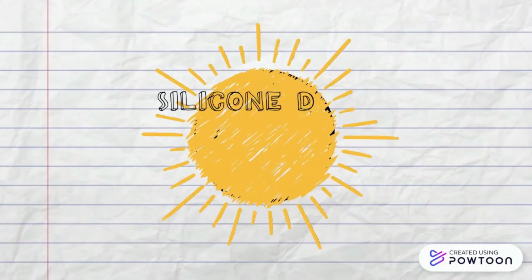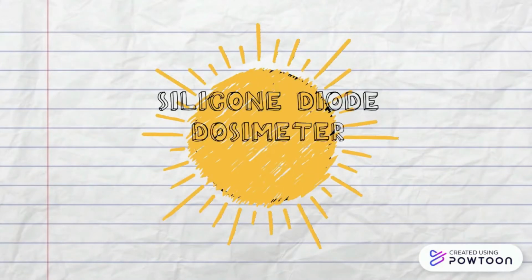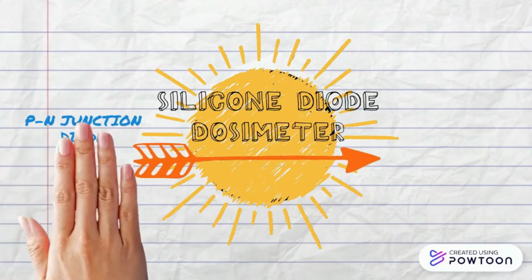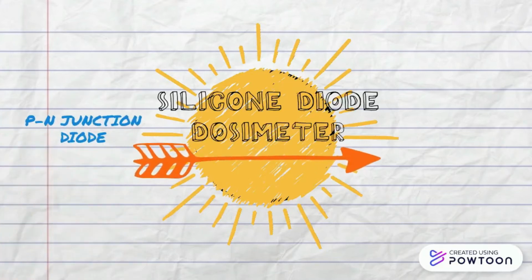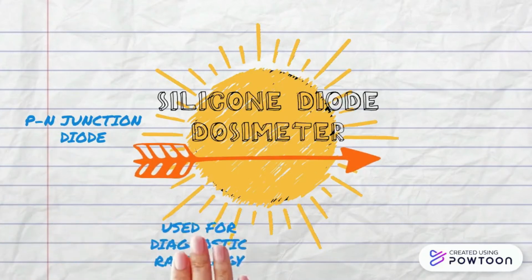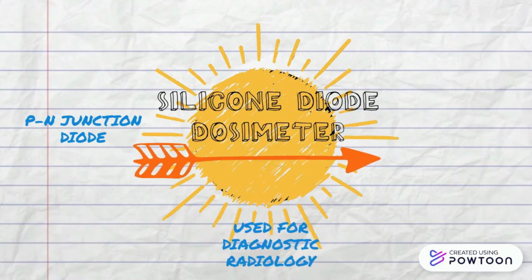A silicon diode dosimeter is a p-n junction diode. P-type diodes are used for diagnostic radiology dosimeters since they are less affected by radiation damage and have a much smaller dark current, or we call it noise.